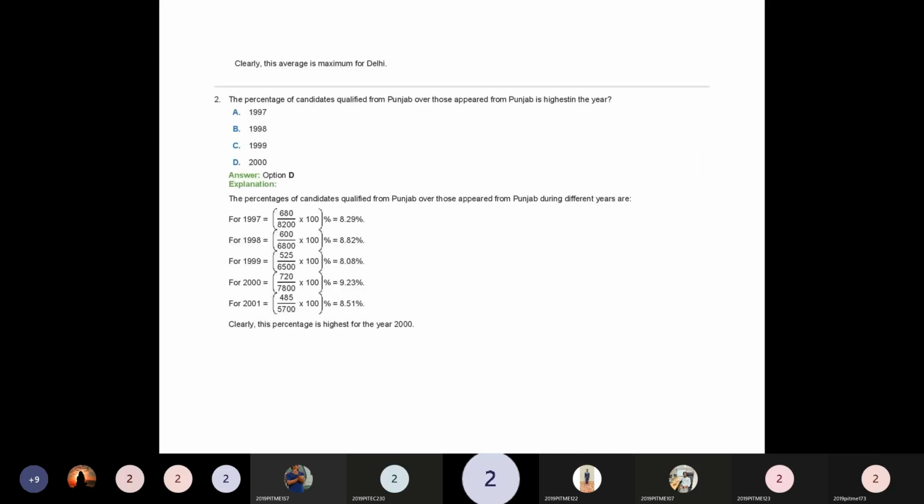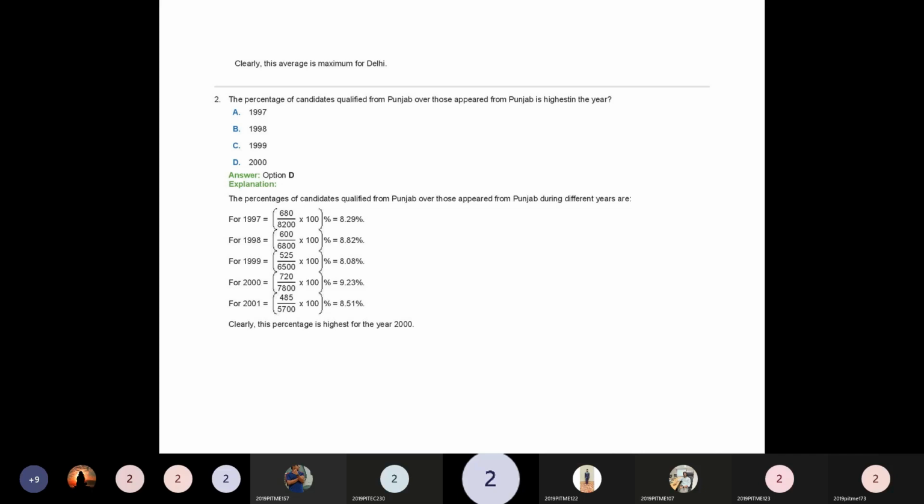Next one, the percentage of candidates qualified from Punjab over those appeared from Punjab is highest in which year? So they're asking in which year the percentage of candidates qualified in Punjab is highest in the given 5 years.